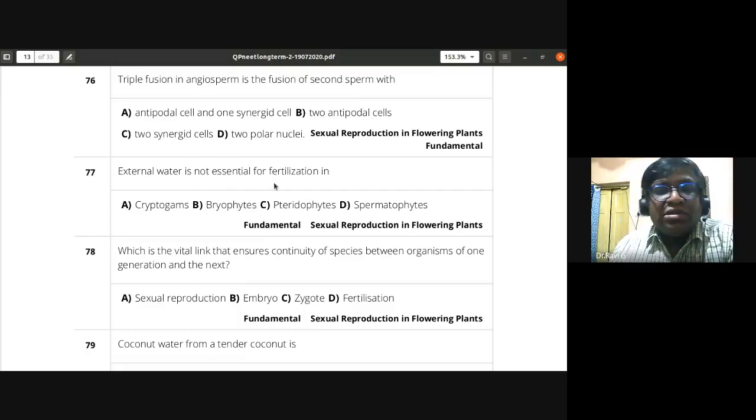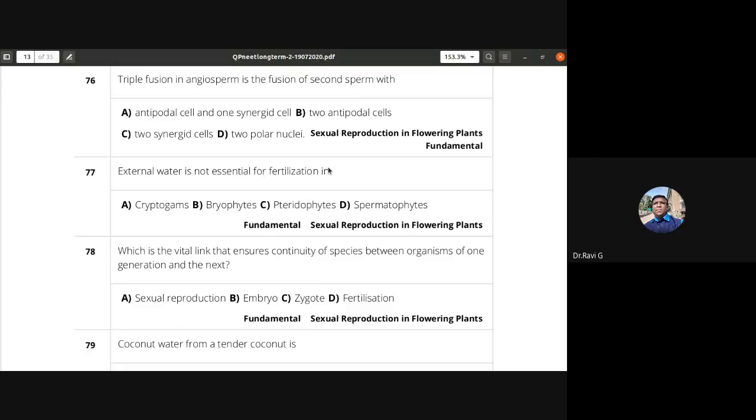External water is not essential for fertilization in D, spermatophytes, seed-bearing plants. See, in cryptogams, the first vascular plants, that is pteridophytes, and bryophytes, they all require water for fertilization. But in seeded plants like gymnosperms and angiosperms, which are placed under spermatophytes, they do not require water for fertilization. So 77th, D is the answer.